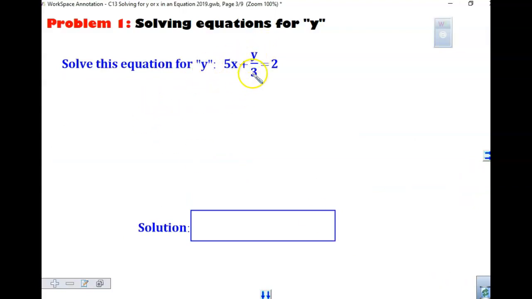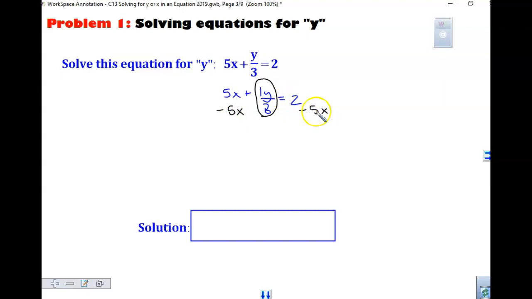The key thing with solving for any variable, as we've learned in this unit, is you need to isolate that variable. So in this case, we need to isolate y over 3, keeping in mind that this is really 1y over 3. So I have 5x plus 1y over 3 equals 2. If I am isolating 1y over 3, how do I get rid of 5x? Well, it's a positive 5x, so I am going to subtract 5x.